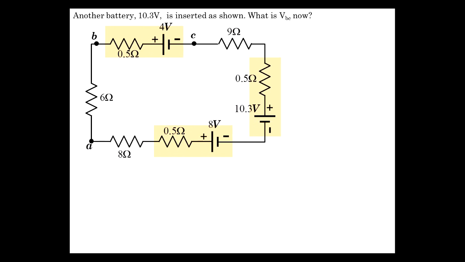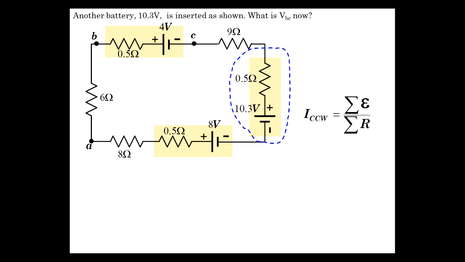And now for fun, let's add another battery to the circuit. It's a 10.3 volt battery over on the right with a 0.5 ohm internal resistance. And let's get VBC, or the terminal voltage of the 4 volt battery. Well, this just changes the situation a little bit. Now that we have 10.3 oriented the way it is, it's adding to the 4 to overcome the 8. So let's get the new current. It's a counterclockwise current now.